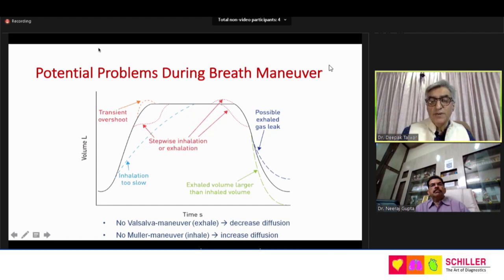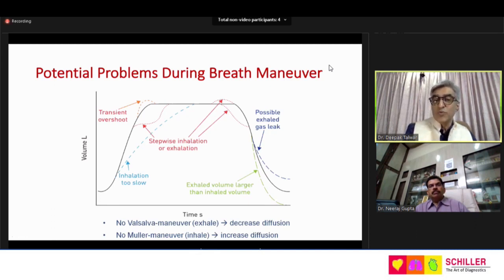Then there can be a transient overshoot, or there can be a stepwise inhalation where you stop and then start, and these all affect the kinetics of carbon monoxide as well as helium. If you are not able to sustain the complete breath hold, that is also going to affect the diffusion of the gases across the membrane. And also if there is a leak from the side when you are exhaling out, again you may not be able to get the exact gas for sampling which is required.